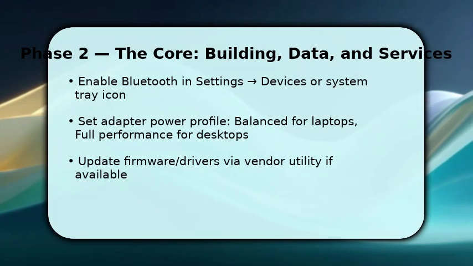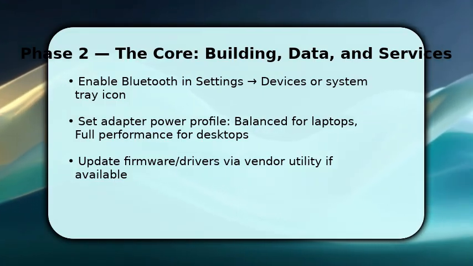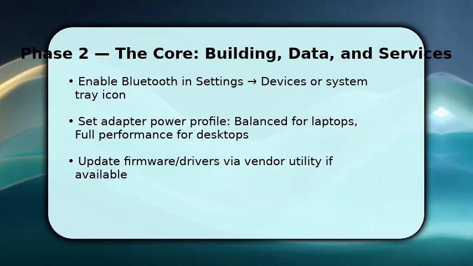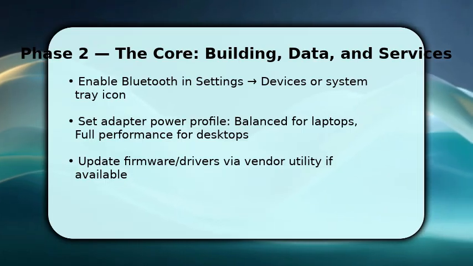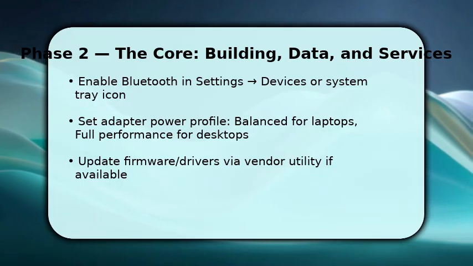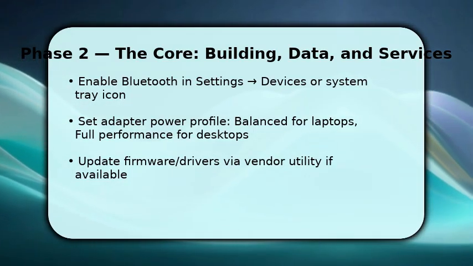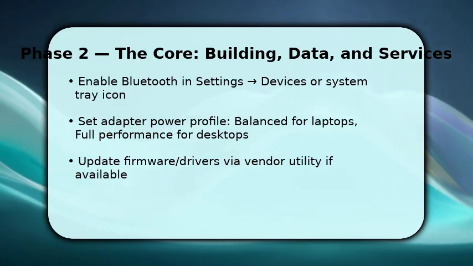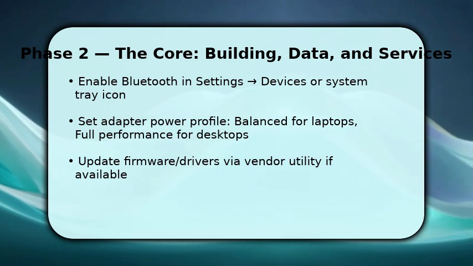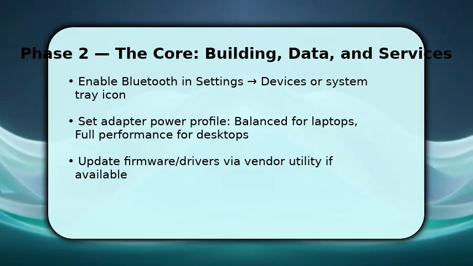Now you enable Bluetooth in settings, or click the system tray icon and toggle it on. You'll set the adapter's power profile, choose balanced on battery, full performance on AC, because that affects range and stability. Next, open the Bluetooth settings to make the PC discoverable and start scanning for devices. If you see the dongle listed, right-click to access properties and update firmware or drivers using the vendor tool. Doing this reduces pairing errors and improves compatibility with modern profiles.